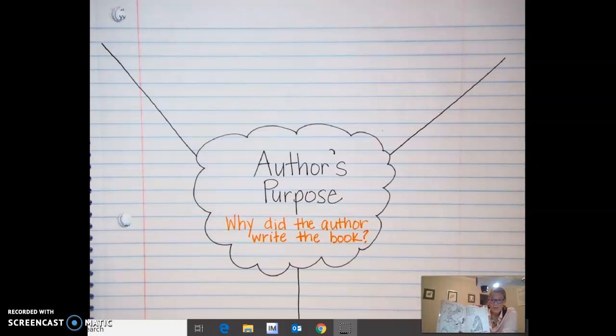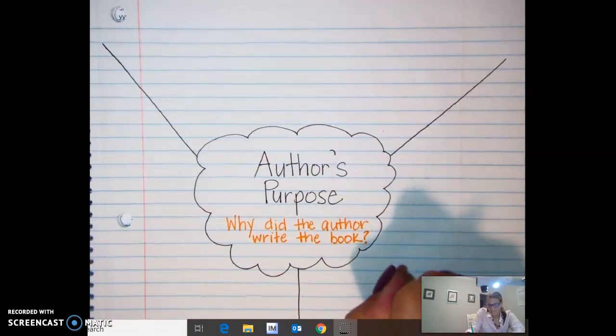I'm going to stop here just because we still have about half the book left. And maybe we can finish it in whole group this morning if we have time. But I think we've read enough to understand the point of our first author's purpose. So the first author's purpose, which I think is the one most of us enjoy the most, is to entertain us. To entertain.